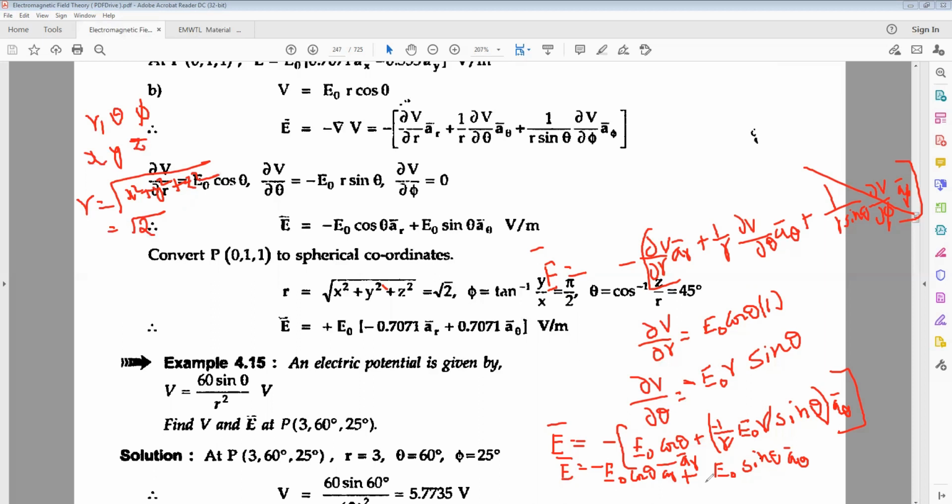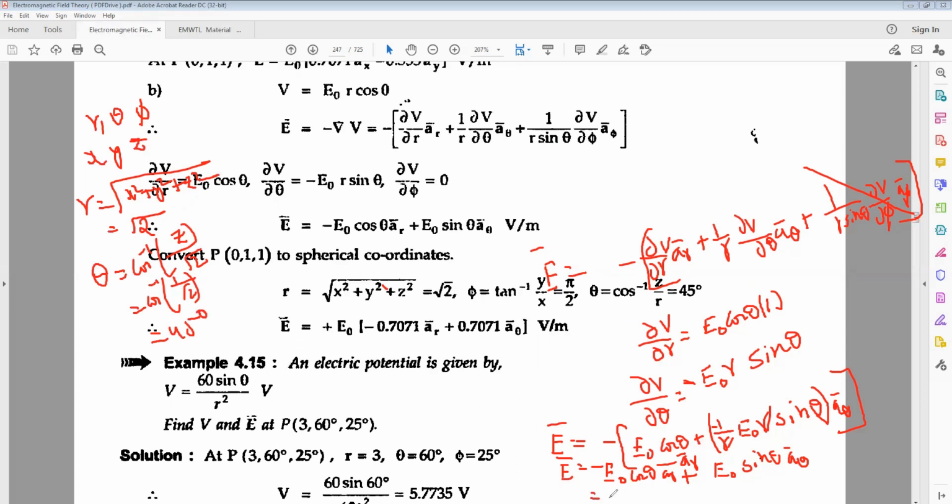So you can substitute the R here, wherever there is any R term. And theta is equal to, so what is the theta? Cos inverse of z by r. R is root 2 and z is 1. So cos inverse of 1 by root 2 means theta is 45 degrees.